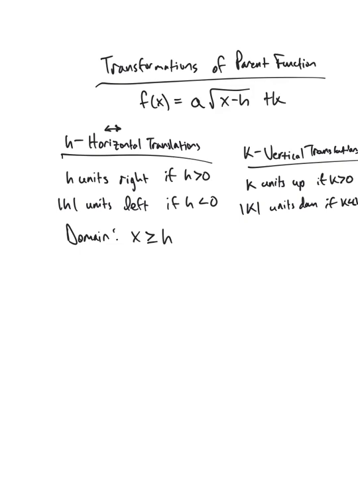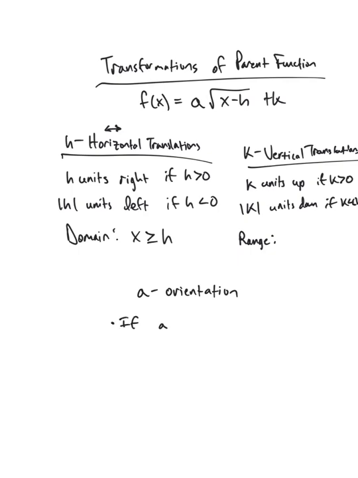And there's one more thing. Before we talk about the range over here, before we talk about range, I want to talk about a, because a can change things a little bit. That number out in front of our square root. A deals with orientation, and a little bit shape. It can stretch and compress things. But I'm more worried about orientation.